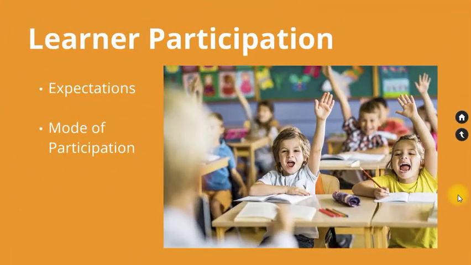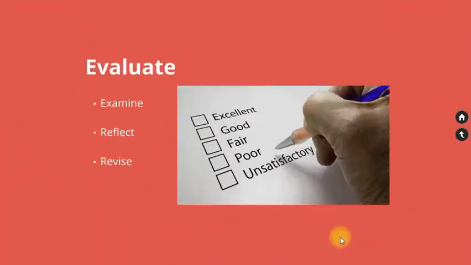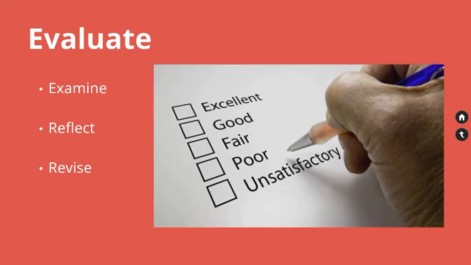Next, step 5. Require learner participation. Teachers need to set strong and solid expectations for students' use of technology and the mode of learning participation, whether independently or collaboratively. Lastly, step 6. Evaluate and revise. It is important to examine, reflect on, and revise lesson designs to further improve and develop instructions. Sahershan et al., 2020.